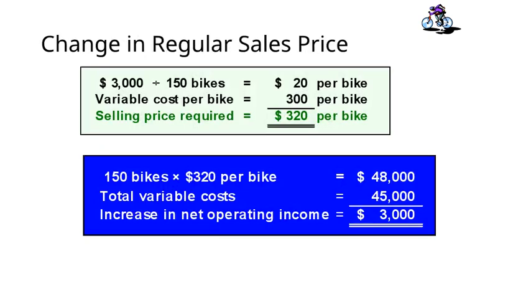Part 1. If we desire a profit of $3,000 on the sale of 150 bikes, we must have a profit of $20 per bike. The variable expenses associated with each bike are $300, so we would quote a selling price of $320. Part 2. You can see the proof of the quote. If we quote a price of $320 per unit and sell an additional 150 units, sales will go up by $48,000. Variable costs for the 150 units is $45,000, so net operating income increases by the difference, $3,000.